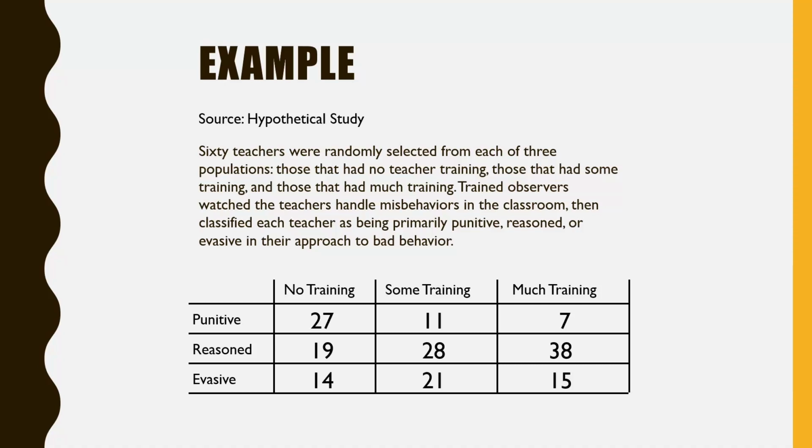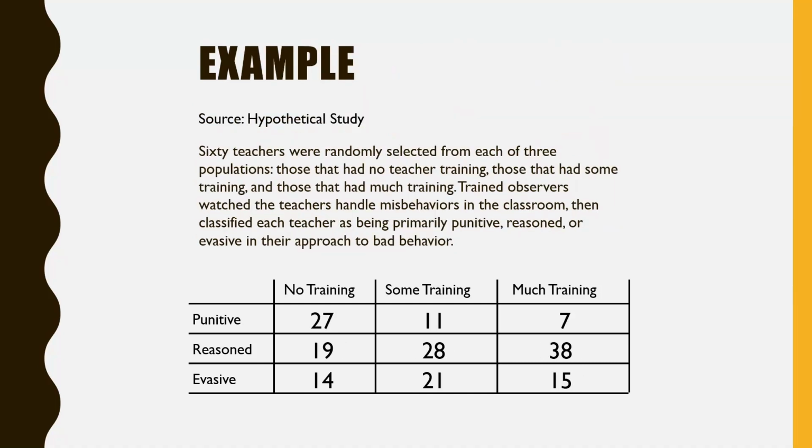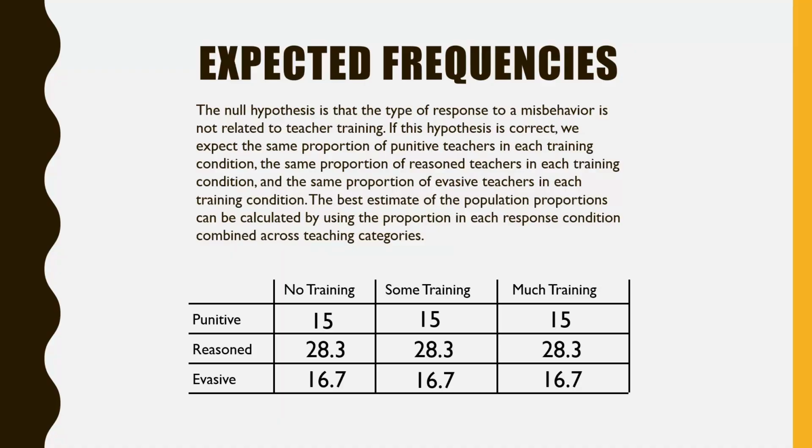The question becomes, are these so much different than what we expect under the null hypothesis that we can say these come from more than just sampling fluctuation? They also come from true differences between the no training, some training, and much training conditions.